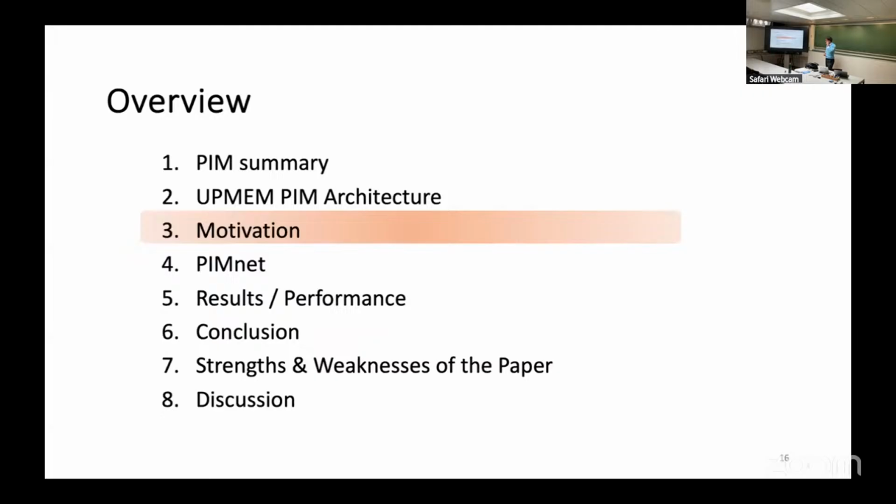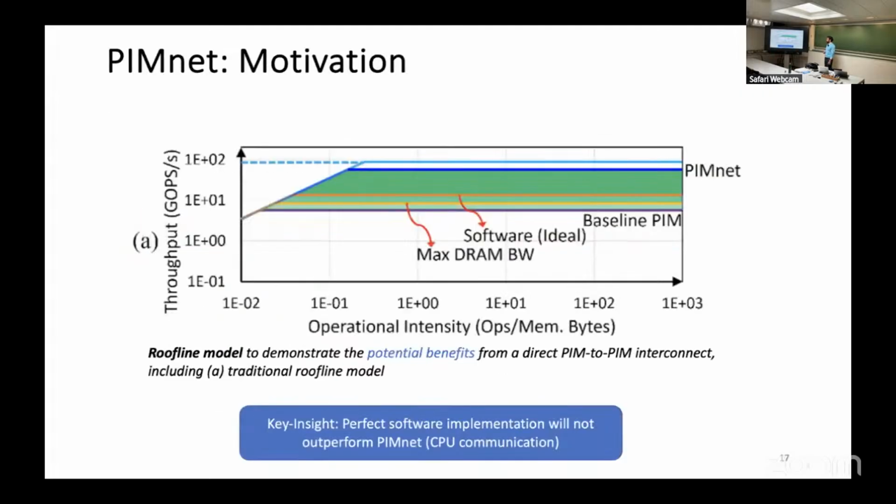So we're going to move on to PIM motivation, or PIMnet motivation rather. Here's a fun little graph that we found from the paper. Basically, it was saying that you had a baseline PIM of what UpMem could support. Then you had a software ideal, as perfect as you could get software to become, with the overhead of sending orchestration all the way up to the CPU and back again. And then here's what PIMnet could possibly achieve, which is around 10 times better than what the others were performing. So in other words, key insight: perfect software implementation will not outperform PIMnet.